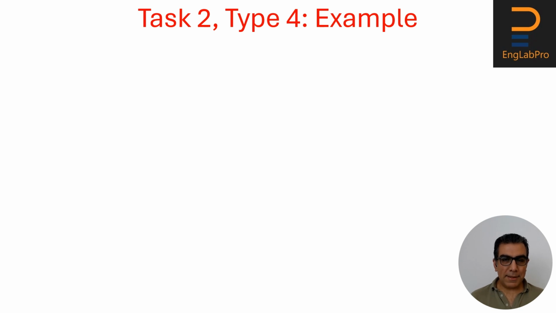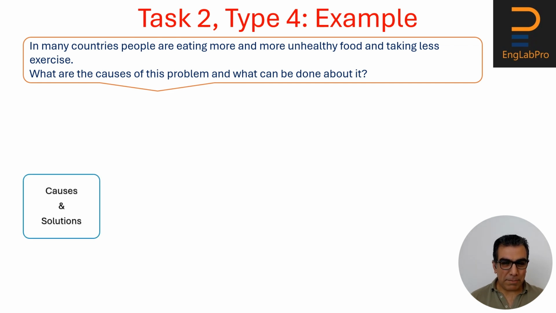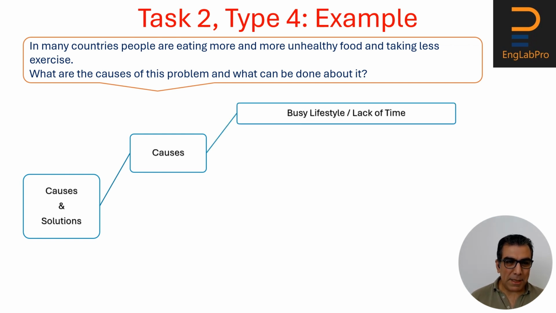Let's take a look at the example question that you've already seen, and then we are going to do a brainstorming of the ideas related to this topic. Well, the topic is: in many countries, people are eating more and more unhealthy food and taking less exercise. What are the causes of this problem and what can be done about it? Well, let's start with the causes of the problem. I mean, why do you think this happens? Well, the first one can be a busy lifestyle or lack of time.